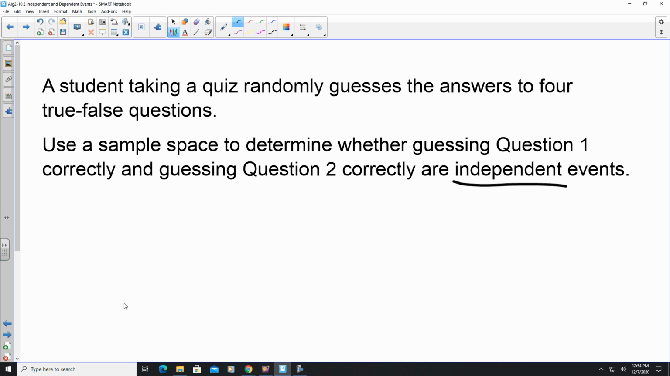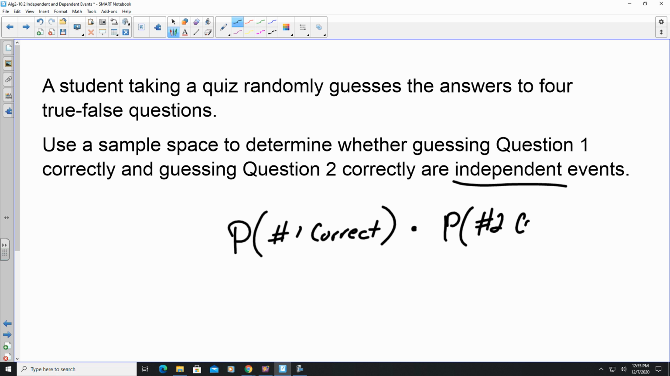Since they are independent events, we need to find the probability of getting question number 1 correct, and it's going to be multiplied by the probability of getting number 2 correct.